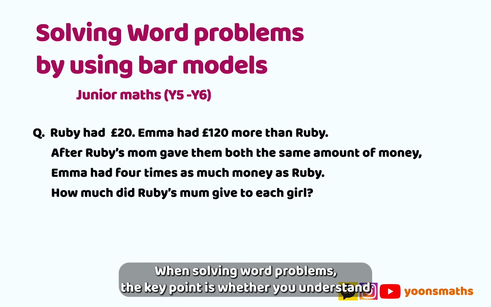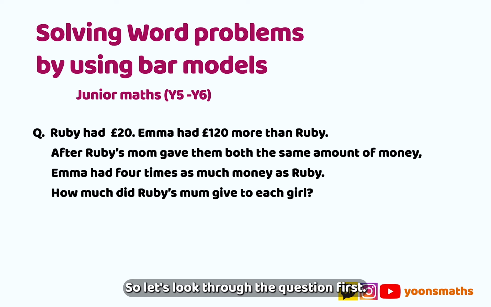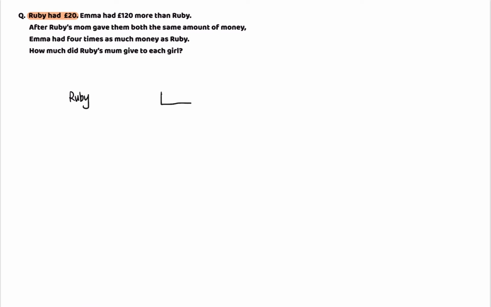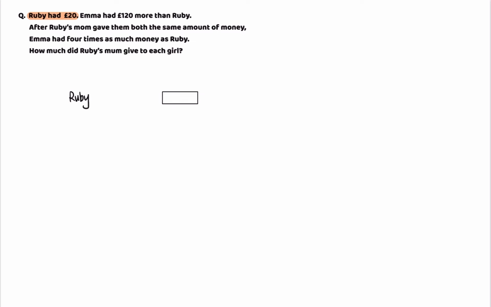When solving word problems, the key point is whether you understand the meaning of the question and draw the bar models like it said. So let's look through the question first. The question is saying that Ruby had 20 pounds. So let's draw the bar model for Ruby. This bar model now represents 20 pounds.